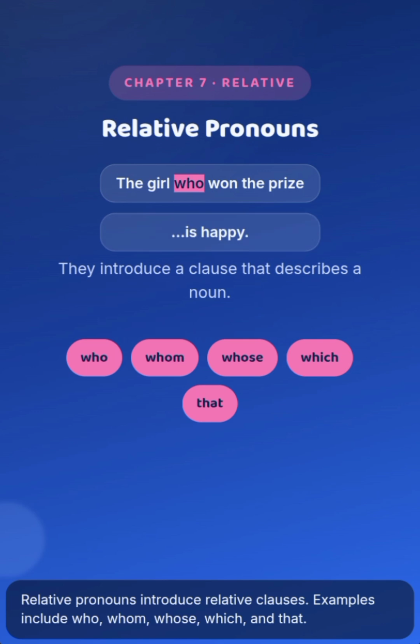Relative pronouns, they introduce a clause that describes a noun. Who, whom, whose, which, and that. Example: the girl who won the prize is happy.